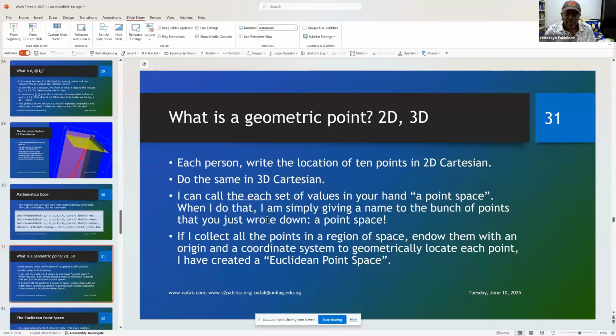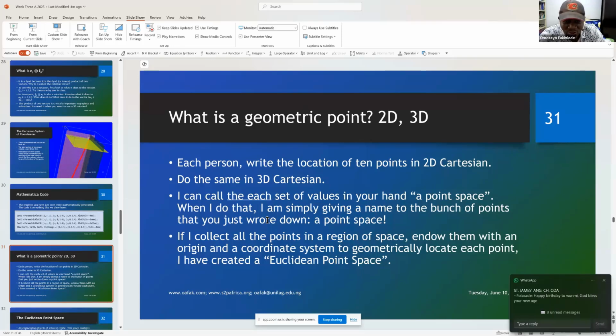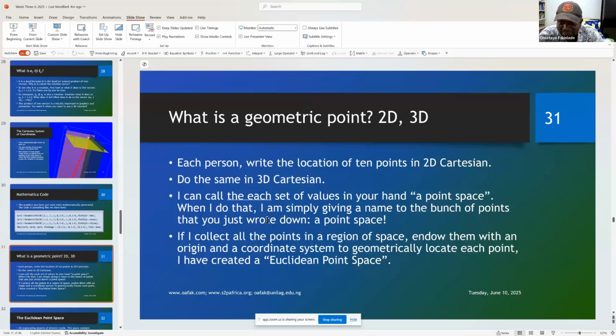Okay, so the question is, what is a geometric point? So you know what a geometric point is, so much so that you can give me 10 in 2 dimensions, and you can also give me 10 in 3 dimensions. Now, each of you gave me a set of points. And let us now concentrate on the 3D points. I can call each set of values in your hand a point space. So each one gave me a point space, each one containing a set of 10 points. So when I call it a point space, what am I saying? When I say the 10 points you just gave me is a point space, what am I saying?